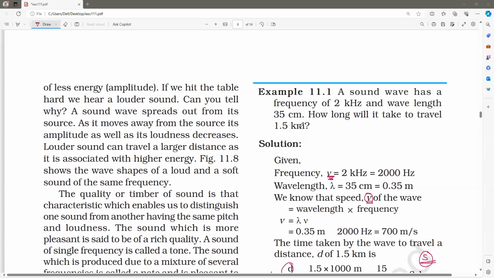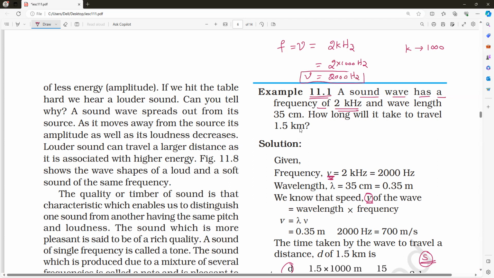Now you can see there is a question, example 11.1. All of you see this question. What is the question saying? A sound wave has a frequency of 2 kilohertz. So frequency is equal to 2 kilohertz. Kilo means how much, guys? 10 power 3. Please remember, k indicates 1000. So 2 into 1000 hertz. Then what is the frequency? Frequency is equal to 2000 hertz.